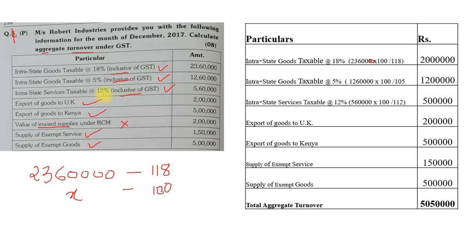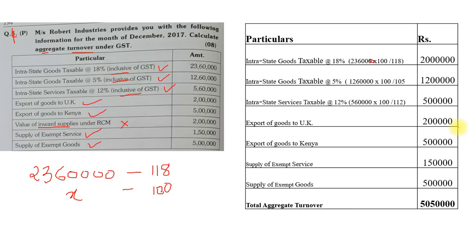5,60,000 is inclusive of 12%. So 5,60,000 into 100 divided by 112, we get 5 lakhs. Export of goods to UK 2 lakhs. Export to Kenya 5 lakhs. Supply of exempt service 1,50,000. Supply of exempt goods 5 lakhs. And then just add it: 20 plus 12 plus 5 plus 2 plus 5 plus 1.5 plus 5 lakh. Total comes to 50 lakh 50,000.